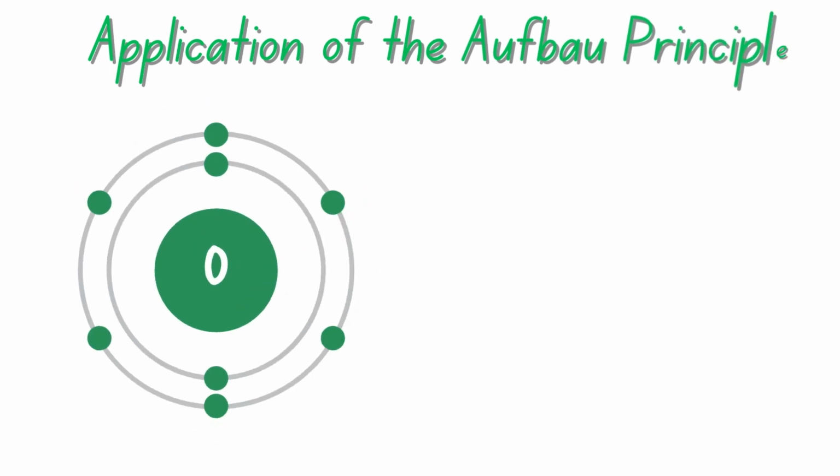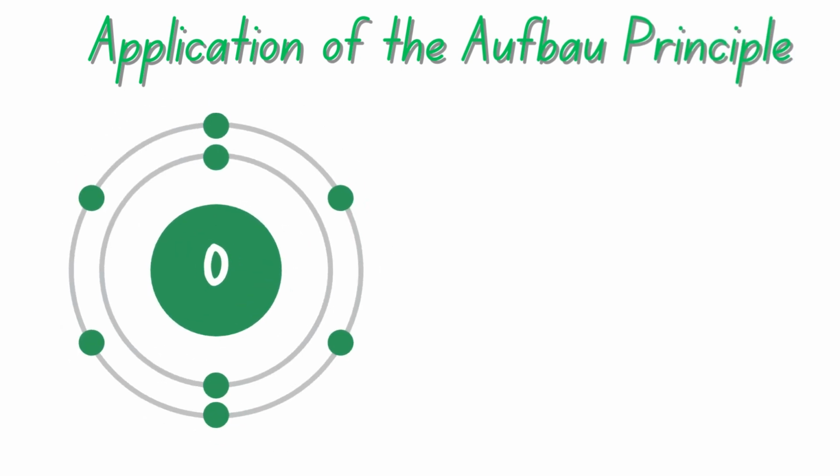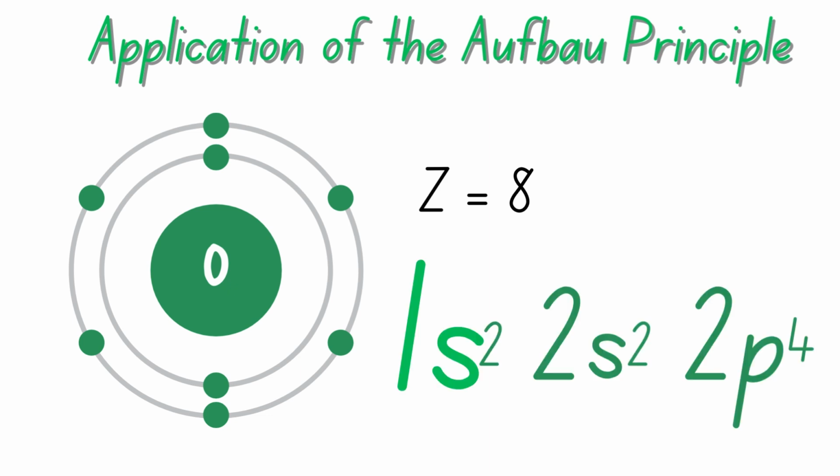Let's look at the application of the Aufbau principle. So take oxygen for an example. The atomic number of oxygen is 8, meaning it has 8 electrons. Following the Aufbau principle, we will fill the orbitals in this order. First, we'll start with the 1s, followed by the 2s, and then the 2p. Remember, s can only take 2 electrons, and p can take up to 6. So we'll fill 1s2, 2s2, and 2p4. So this would be the electronic configuration of oxygen.